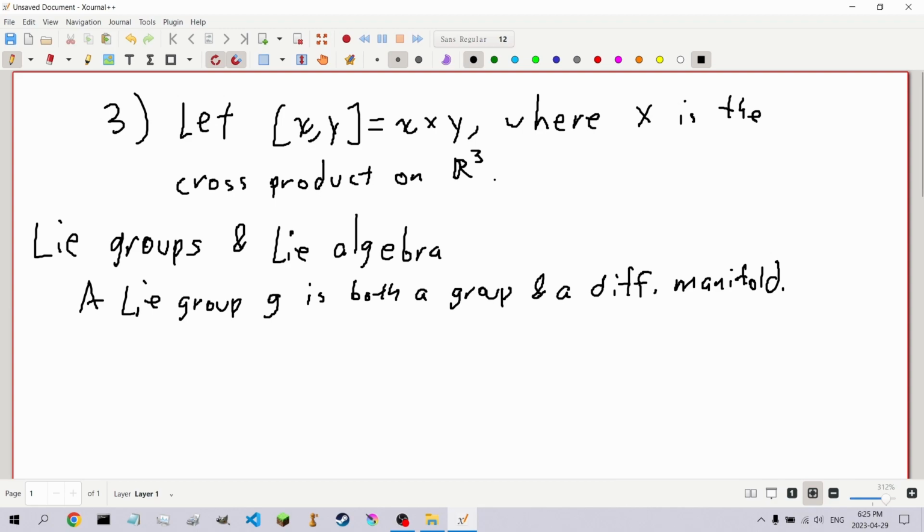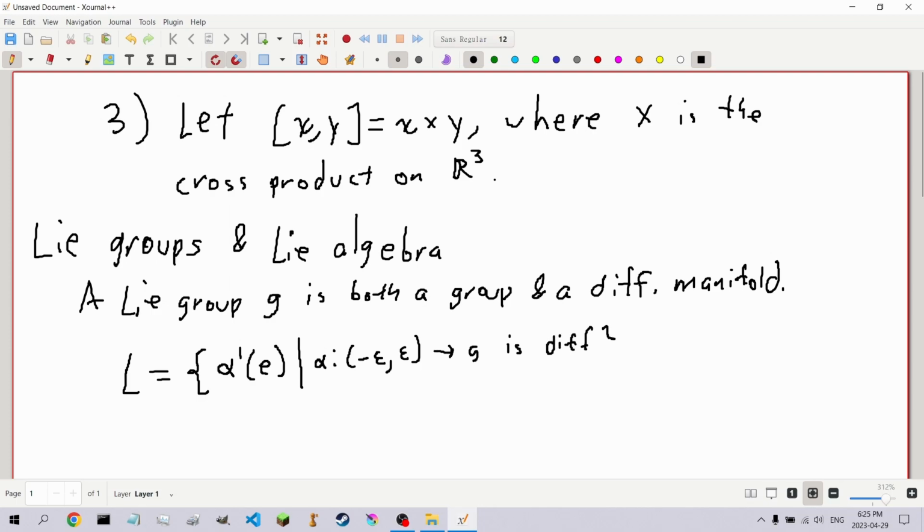Now, every Lie group G has an associated Lie algebra, which I'm going to write as L, and the exact definition is going to be kind of weird at first. It's going to consist of elements of the form A prime at E, where A is a differentiable function from an interval negative epsilon to epsilon to G, and keep in mind this value E is the identity of our group G.